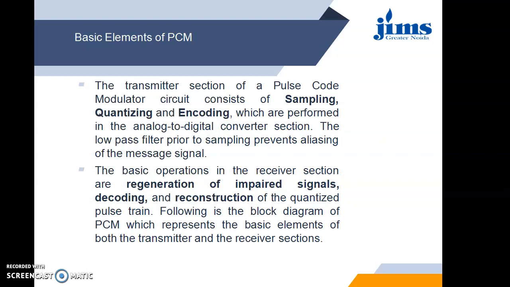In the basic elements of a PCM system, firstly, the transmitter section of a pulse code modulator consists of three blocks, which are sampler, quantizer and encoder. These three blocks convert the analog signal into digital signal. Before these sections, a low pass filter is used prior to sampling, which avoids the aliasing effect. At the receiver section, the regeneration of the impaired signal is done. Regeneration of impaired signal means if there are any losses or errors in the transmission path, they are overcome by regenerating the signal. Then decoding and the reconstruction of the quantized pulse train is done.